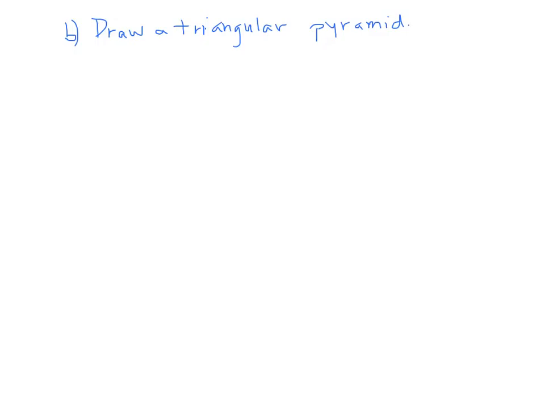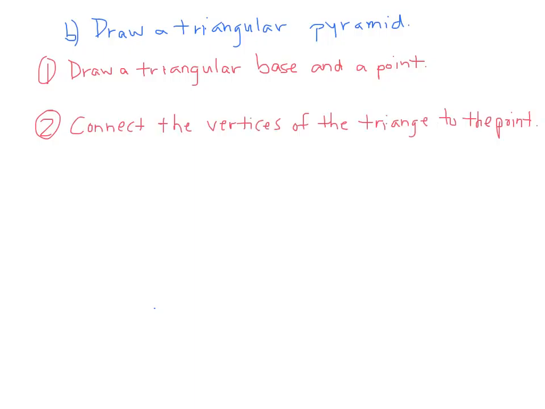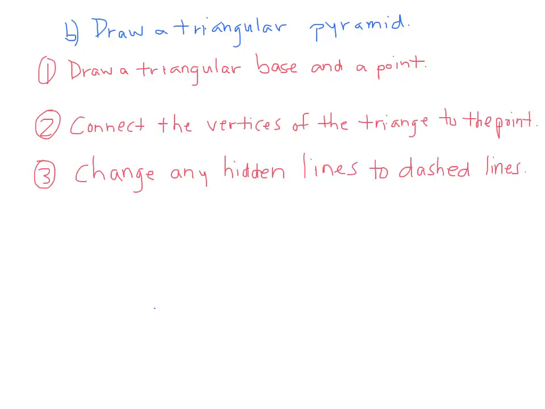So we're going to draw a triangular pyramid. I'm going to write out the steps first, and then we'll do the steps as we go. So we're going to draw a triangular base and a point. Step 2, connect the vertices of the triangle to the point. Step 3, change any hidden lines to dashed lines.